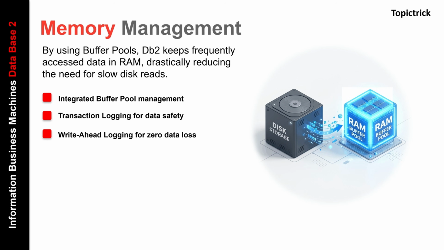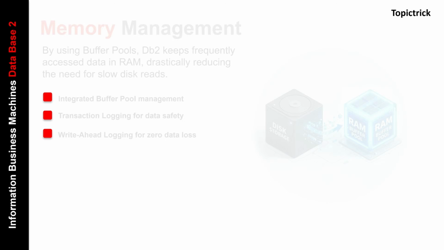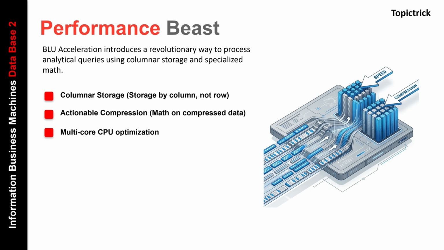Now, for you administrators out there, the most powerful tool in your kit is the Query Optimizer. Whenever you write an SQL query, the optimizer looks at millions of possible paths and picks the absolute fastest one. It's like having a world-class navigator for your data. And in the newest versions, that optimizer is actually AI-powered. It learns from every query you run, so it gets even faster over time.